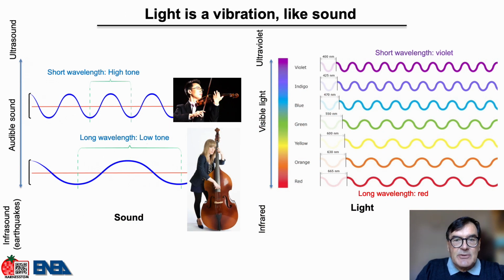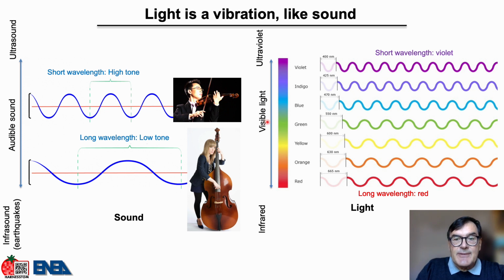Light, like sound, is a vibration characterized by a wavelength, which is the distance between two subsequent peaks. In sound, a short wavelength results in a high tone, like that of a violin. A long wavelength results in a low tone, like that of a contrabass. In light, short wavelengths result in violet color, long ones in red. This is what we call the visible spectrum.